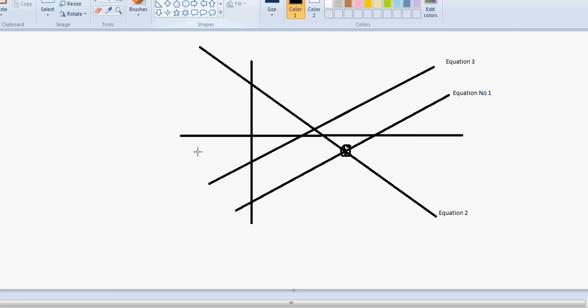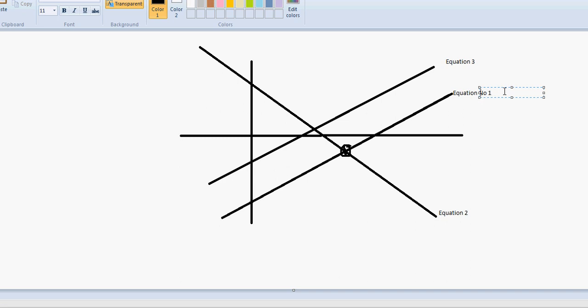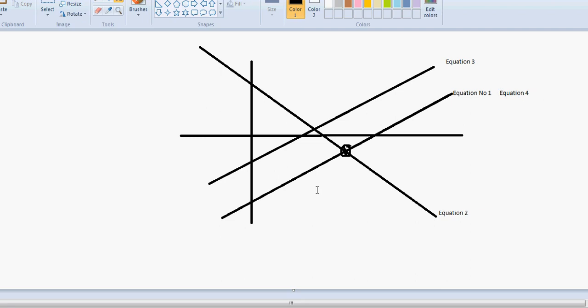Now again, if we have another equation which is overlapping equation 1, right? So equation 1 and this equation are overlapping, then they have infinitely many solutions, right? So this is equation 4. So they have infinitely many solutions. So every point on equation 1 as well as equation 4 is a solution for this set of two equations. So we say they have an infinite number of solutions.